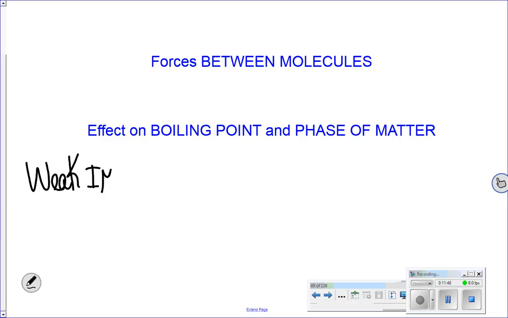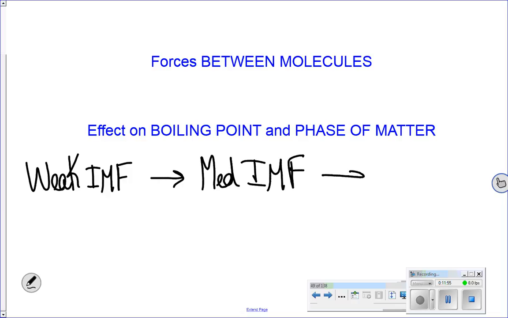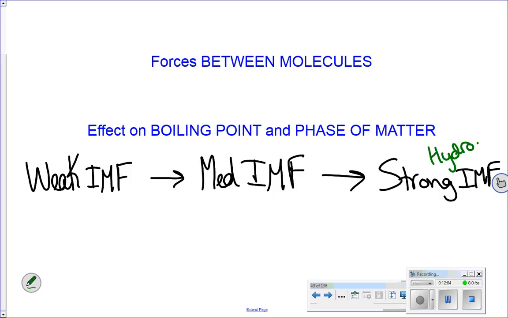Weak IMF. Medium IMF. Strong IMF. And specifically here we are talking about hydrogen bonds. You don't need to know the names of the other ones.